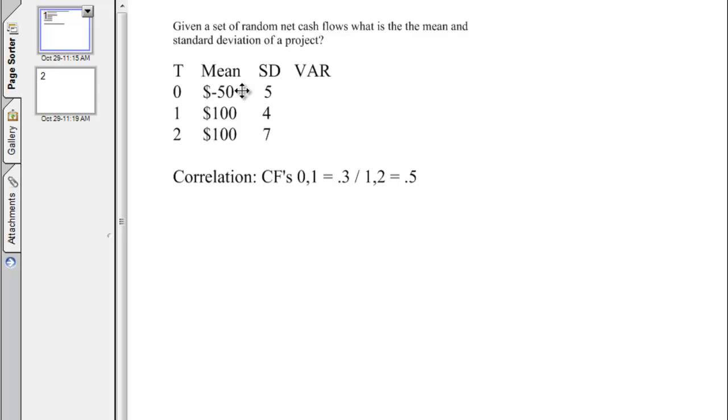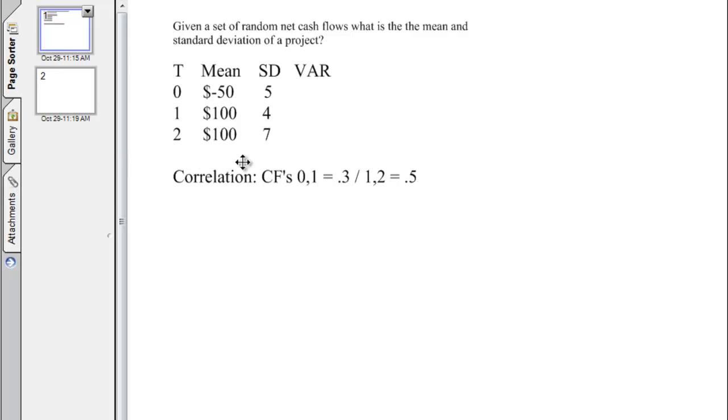Mean cash flows, or average cash flows, of negative $50, positive $100, and another positive $100. And we have standard deviations of 5, 4, and 7. Of course, standard deviation has the same units as the mean. We have one additional kicker in here, and that's that we have a couple of correlations between the cash flows. Correlation between cash flows 0 and 1 of 0.3, and a correlation between cash flows 1 and 2 of 0.5.